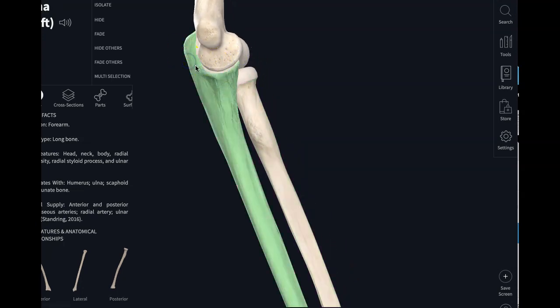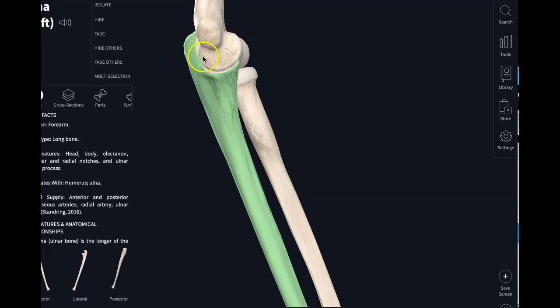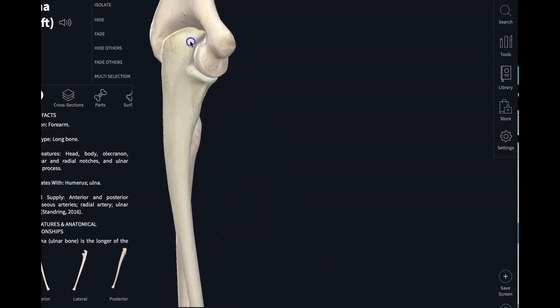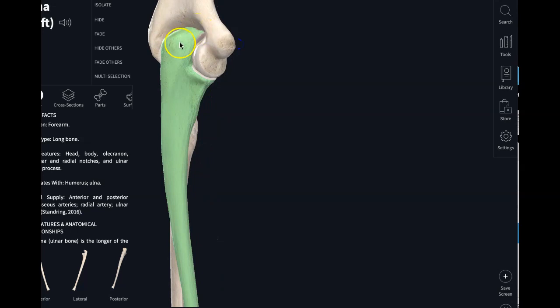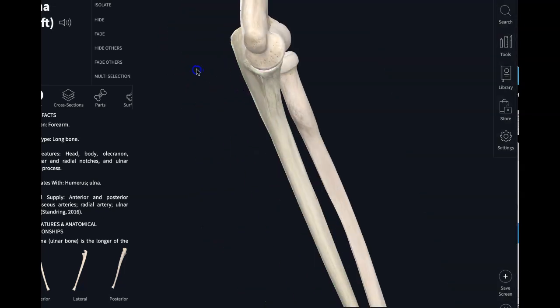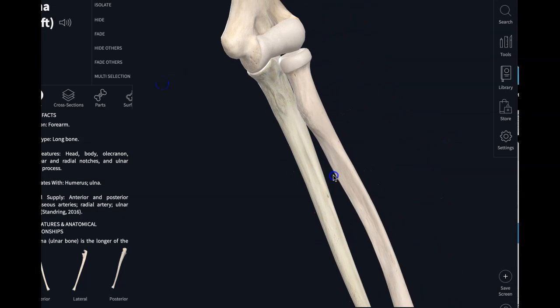Here's the articulation of the ulna with the humerus. This is the olecranon process. The olecranon upper lip is going to go inserting into that olecranon fossa. Here is the trochlear notch. It has articular cartilage. The trochlear notch of the ulna is articulating with trochlea, remember trochlea, of the humerus.